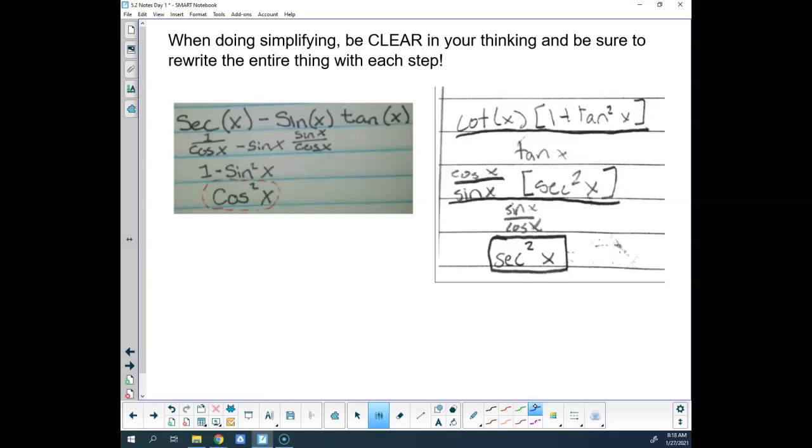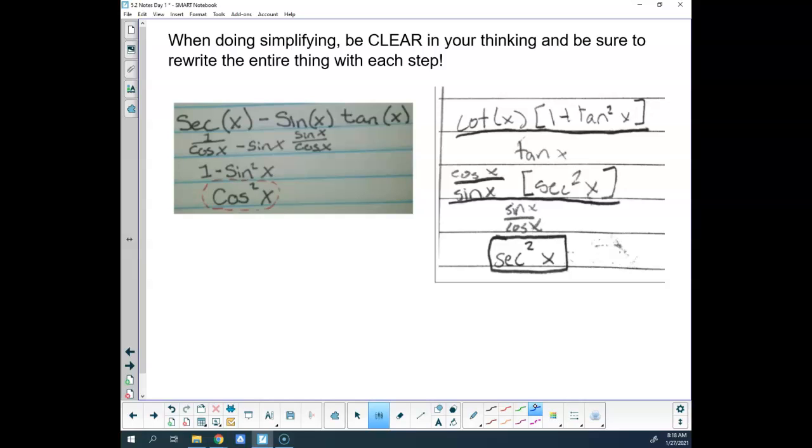A lot of people we saw would just work the top or work the numerator, and then all of a sudden, miraculously at the end, the denominator would re-show up. Okay? You can't do that. You have to write it down every single time.